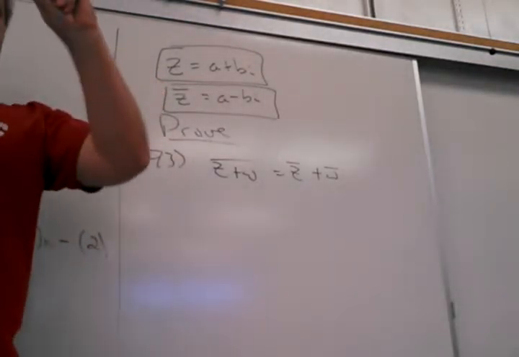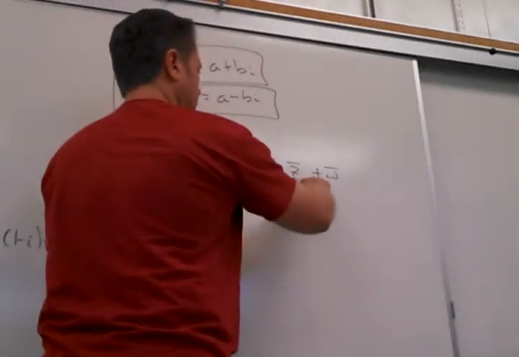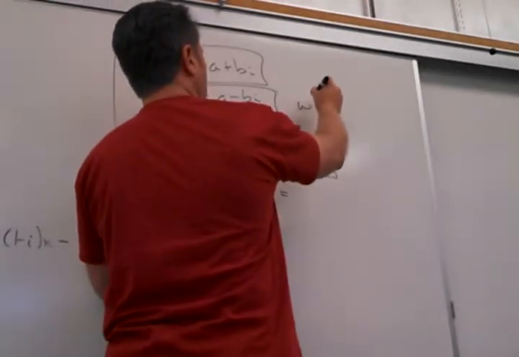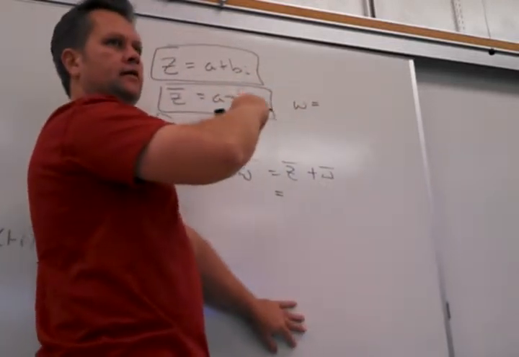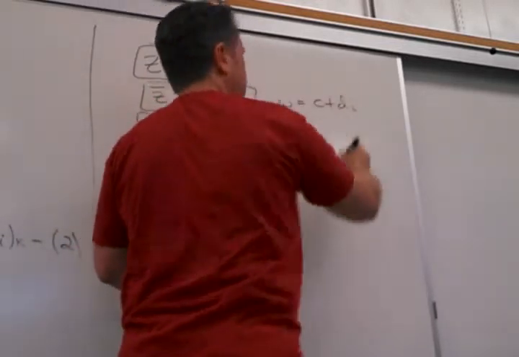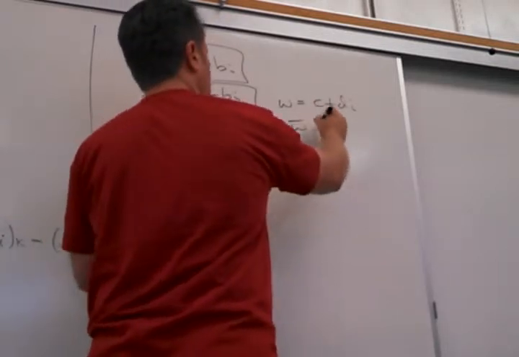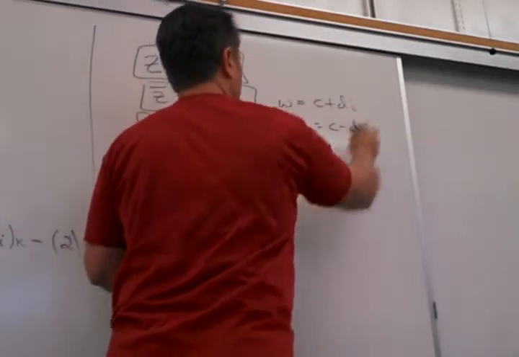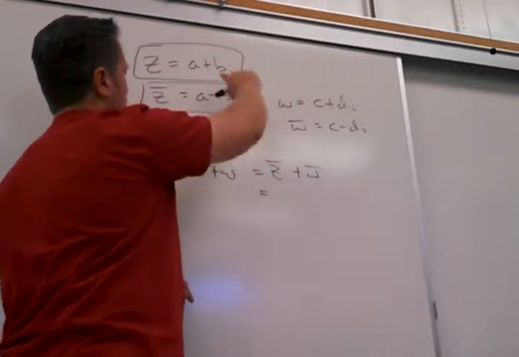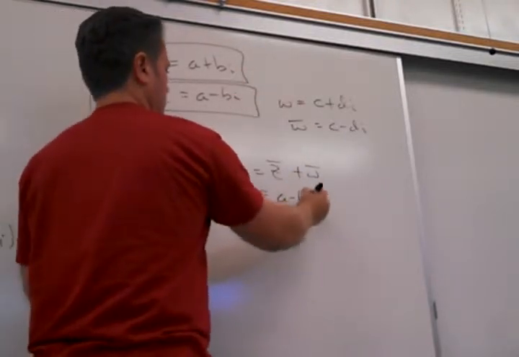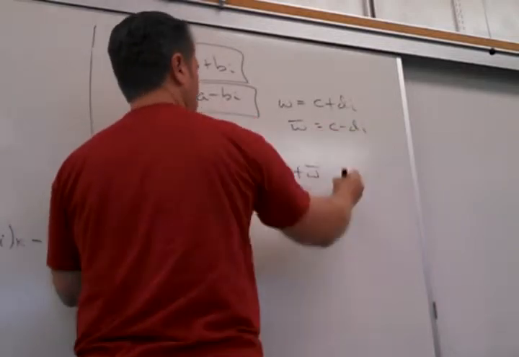You with me? So what is this? So give yourself another definition. What would W be? Can't be A plus BI. C plus DI. That's crazy. C plus DI. So what's W conjugate? C minus DI. So wherever you see a Z conjugate, you put that. And wherever you see a W complement, you put that.